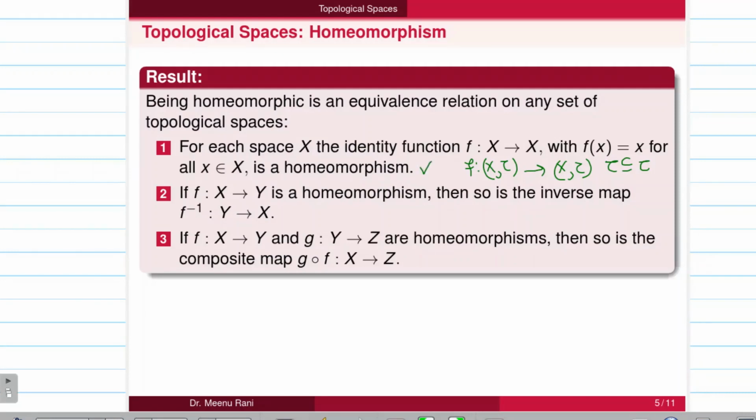So it satisfies the reflexive property. Second one is if f is a homeomorphism map from X to Y, then its inverse map, that is f inverse from Y to X, is also a homeomorphism. So it satisfies the symmetric property also. Third one is if f is a function from X to Y and g is a function from Y to Z, both are homeomorphisms, then their composite map g o f from X to Z is also a homeomorphism. So it satisfies the transitive property also. Thus all the conditions are satisfied by the homeomorphism map, thus it is an equivalence relation.